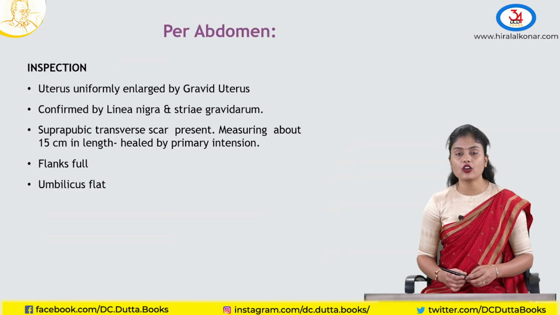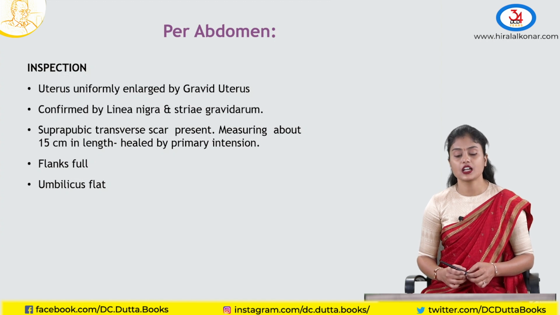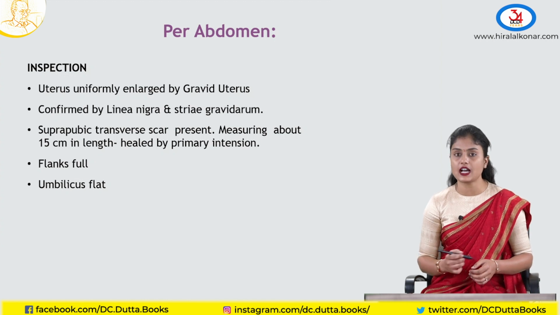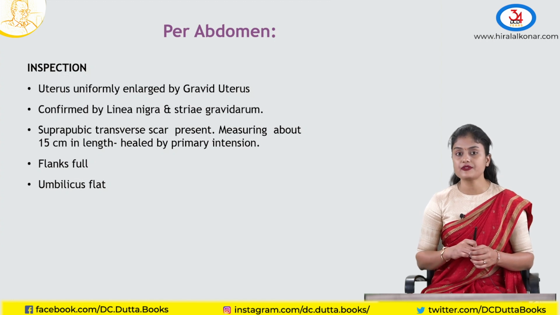Coming to the obstetric or the per abdomen examination. On inspection, the uterus was uniformly enlarged by a gravid uterus, confirmed by linea nigra and striae gravidarum. There was a suprapubic transverse scar measuring about 15 centimeters in length and healed by primary intention. Her flanks were full and the umbilicus was flat.